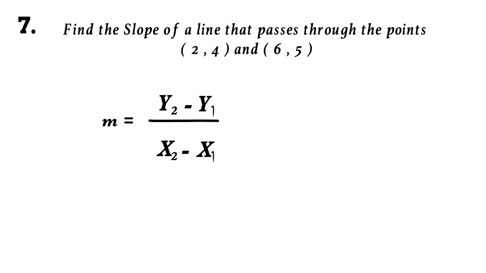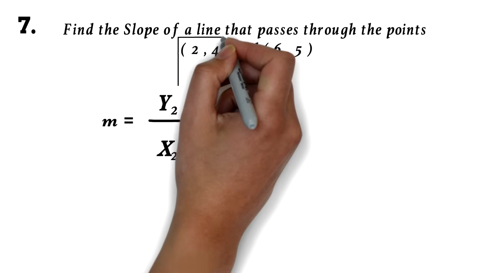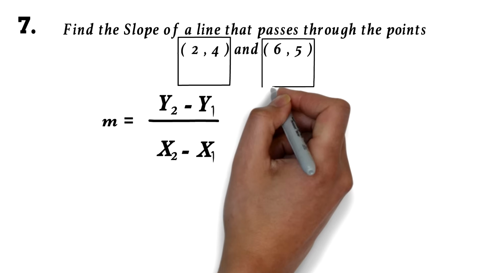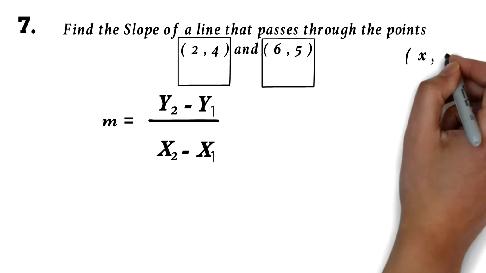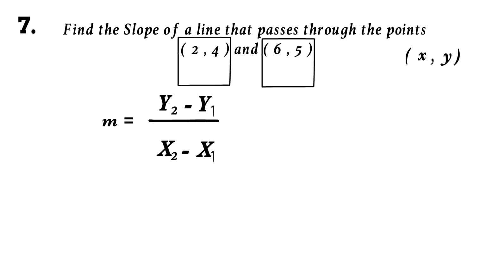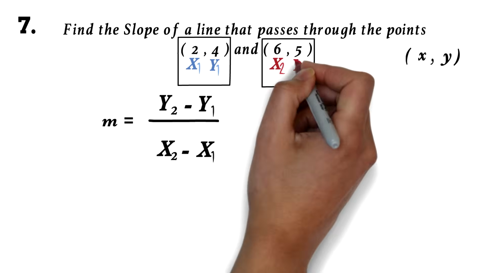Formulas are given on the GED, so don't worry too much about it. Of course, memorizing it can save you some time on the test. Please note that you can call either of the points 1 or 2. I'm choosing this as 1 and this as 2. We know that when you have a point, the first value is your x and the second value is your y. Since we are calling this point 1, we will have x1, y1 here. Same thing for this. Since we are calling this our point 2, we can call this x2, y2.